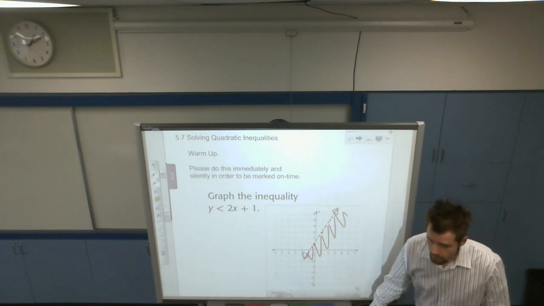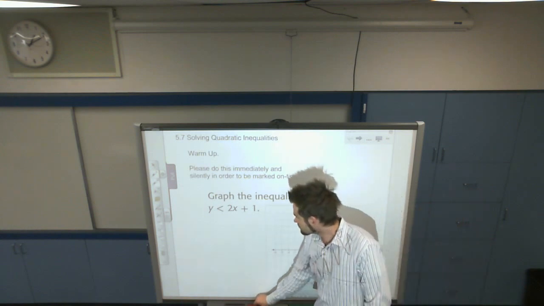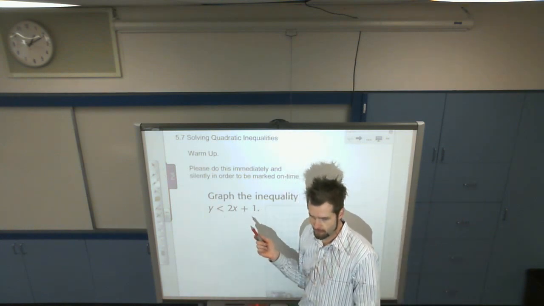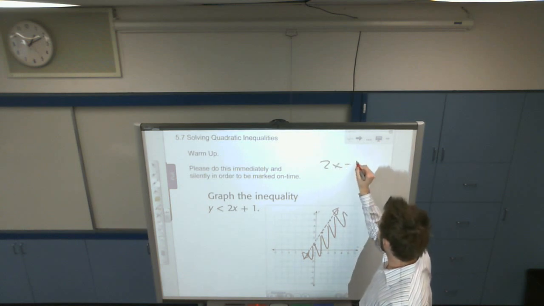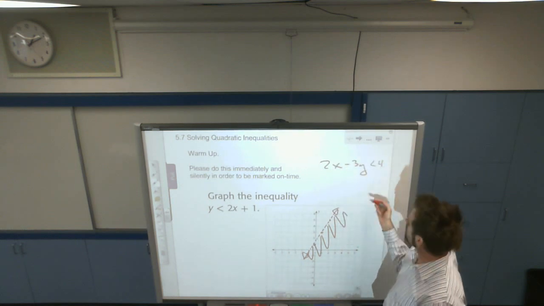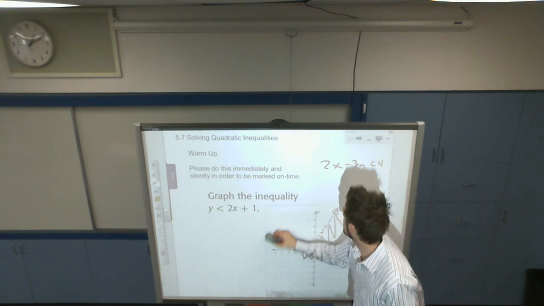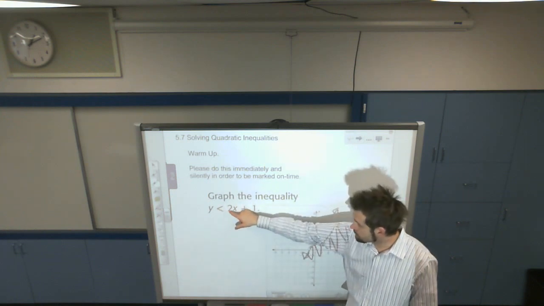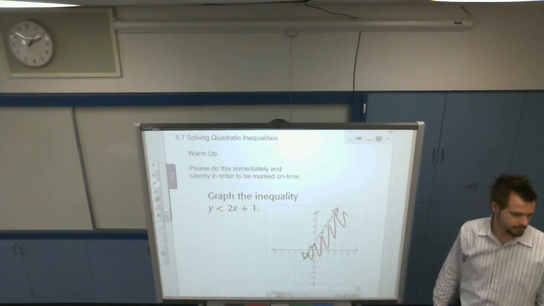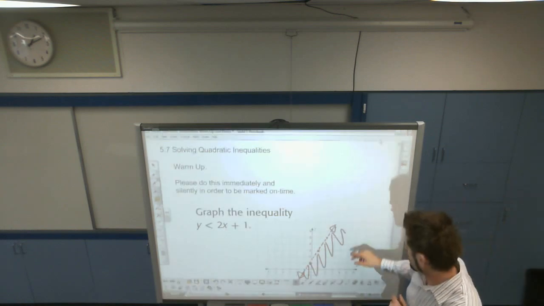If y is less than, it's below. Less than, lower; greater than, above. As long as y is by itself, right? You're not allowed to do anything weird like, say you had 2x minus 3y is less than 4, and you go, oh, y is less than, shade below. No, you can't say that until y is alone, but once it is, if it's less than, it's below all the time.